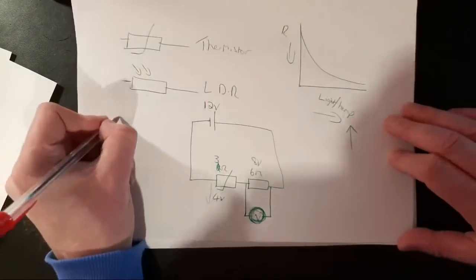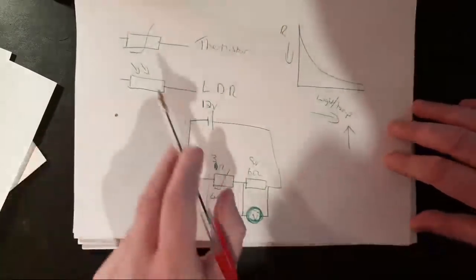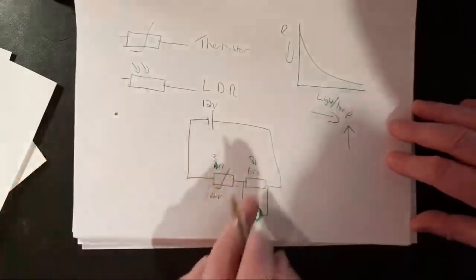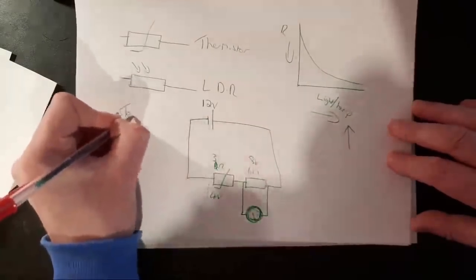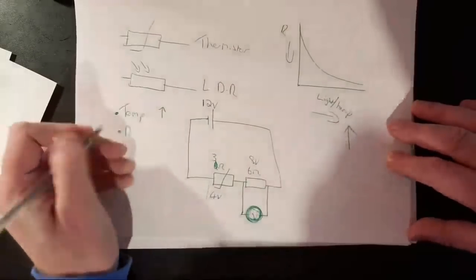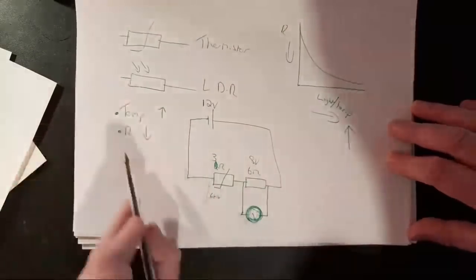Let me give you the key words that you need to answer this question, and then we'll talk about the LDR very quickly. Right, so the key things we have to say is, as the temperature increases, that has to be in there, the resistance of the thermistor decreases.